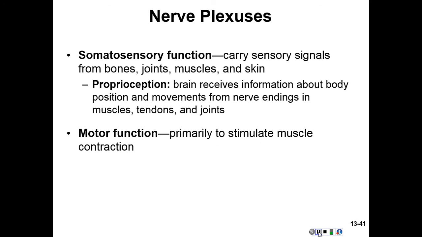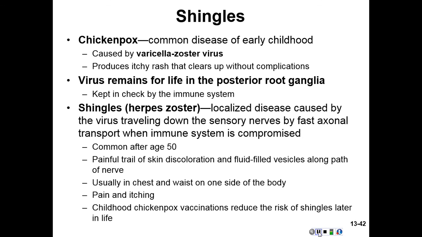Alright, so somatosensory, again, nerve plexuses for joints, muscles, skin, proprioception of body position in space. They terminate in muscles, tendons, and joints. Motor stimulates skeletal muscle contraction.